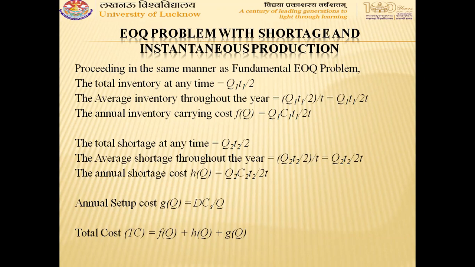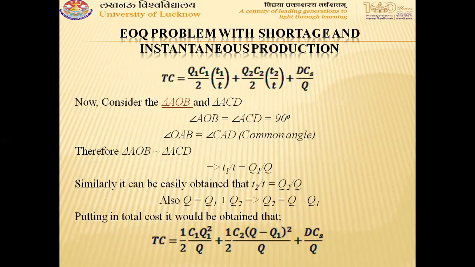Average setup cost will be the same, DCS upon Q, and total cost will become FQ plus HQ plus GQ, that is annual inventory carrying cost plus annual shortage cost plus annual setup cost. So the total cost will be Q1 C1 upon 2 times T1 upon T plus Q2 C2 upon 2 times T2 upon T plus DCS upon Q. Now here terms of T1 and T occur, which should be eliminated from the equation.